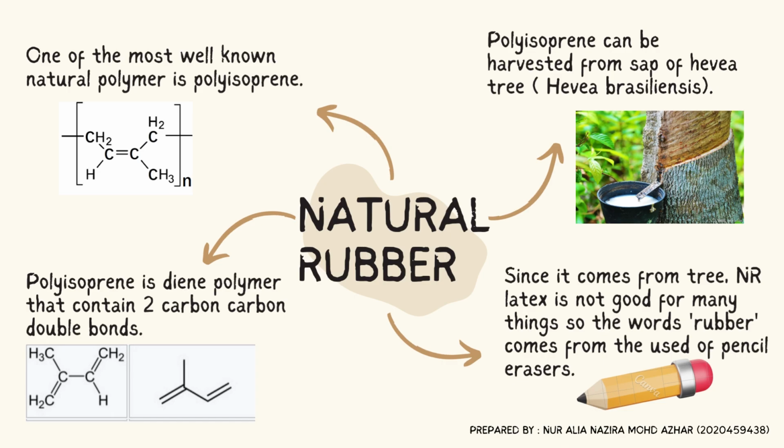Natural rubber is a versatile and elastic material that is obtained from the latex of rubber trees, scientifically known as Hevea brasiliensis. This tree is native to the Amazon rainforest and is now primarily cultivated in Southeast Asian countries like Thailand, Indonesia, and Malaysia. One of the most well-known natural polymers is polyisoprene. Polyisoprene is a diene polymer that contains two carbon-carbon double bonds. Did you know that the word rubber actually comes from the use of pencil erasers?